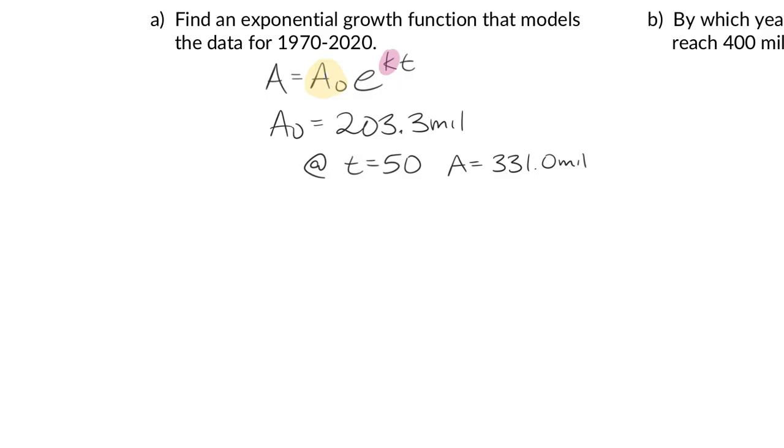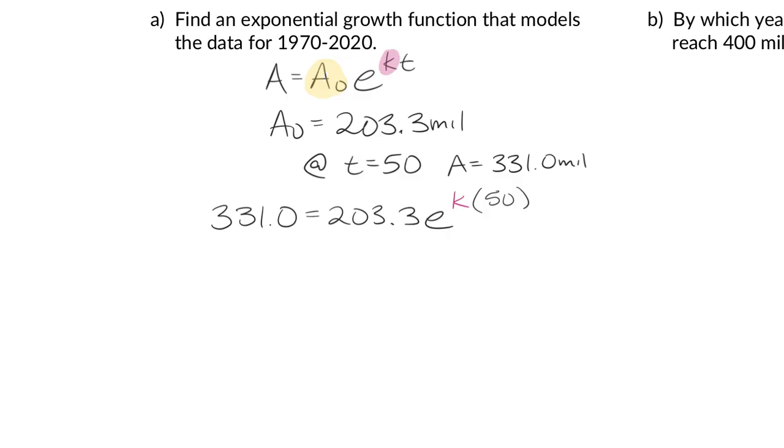We start by plugging in what we know, which is 331.0 equal to 203.3 times e to the k, I don't know k, so we'll put k right there, times t, which is 50. Again, e is a number, so once I plug all of this in, the only variable I have left is k.